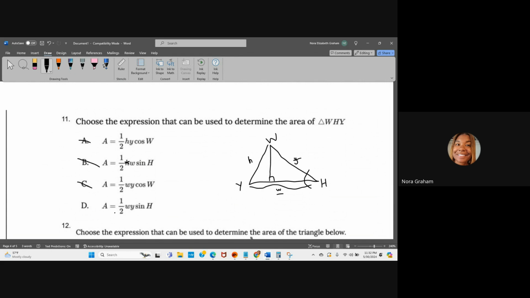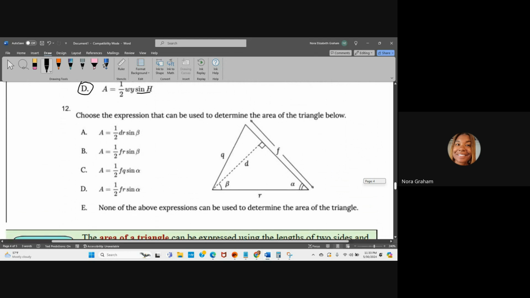So now let's look at D. It's 1/2 times the two sides that are not involving the angle that's given, so WY times the sine of the angle. So the answer for this one is going to be D. If you have more questions on that, I'm going to do some more examples. And again, leave a comment if you have questions.